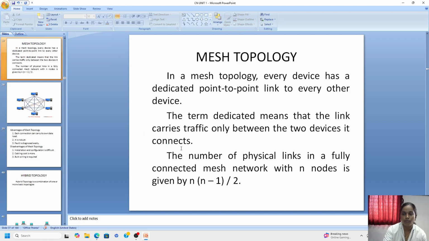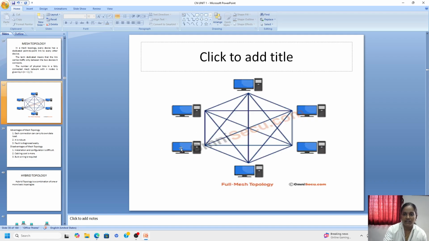Next one is mesh topology. Each device has a dedicated point-to-point link to every other device. The term dedicated means the link carries traffic only between the two devices it connects. So this is a diagrammatic representation of mesh topology.